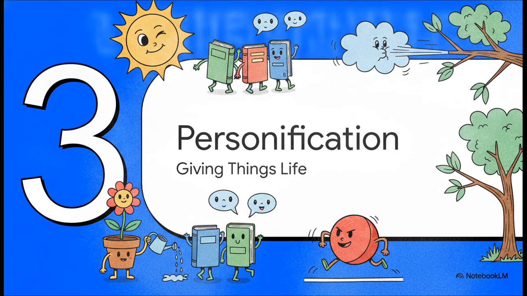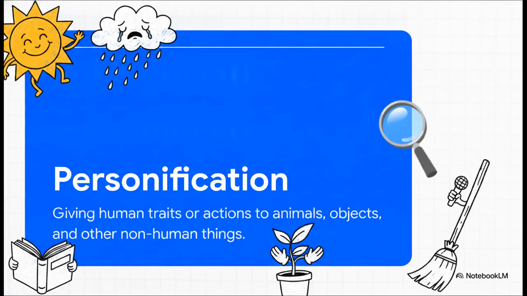All right, section 3, personification, giving things life. I absolutely love this concept because personification is exactly what it sounds like, giving human traits, characteristics, or actions to animals, plants, objects, or even abstract ideas. Think about it. As humans, we do amazing things. We feel complex emotions, we dance, we cry. This tool lets inanimate objects borrow our unique human abilities to make a story really pop.